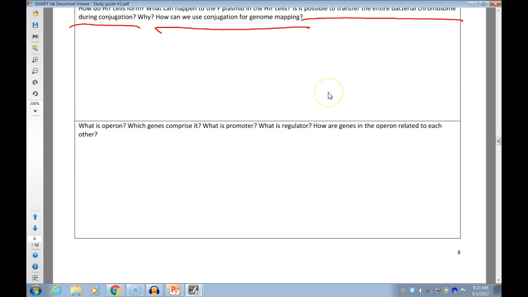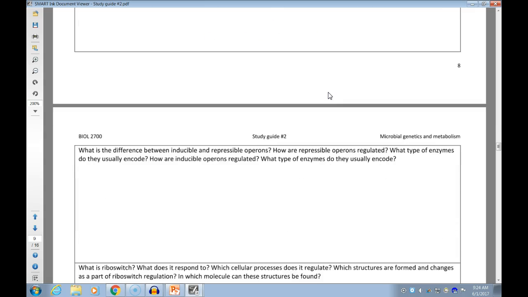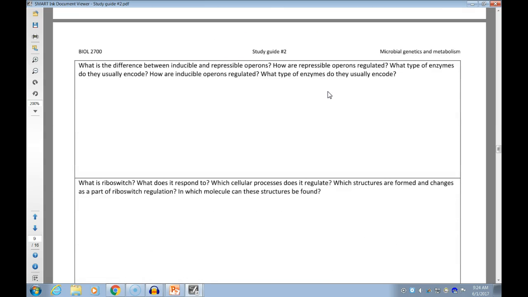What's an operon? Several structural genes that are used for the same metabolic process, the same function. Promoter, you know what a promoter is. The operator is the sequence that the repressor protein binds to. So structural genes comprise the operon. Understand the difference between inducible and repressible. Inducible is regulated by the substrate of the metabolic pathway. Repressible is regulated by the product.